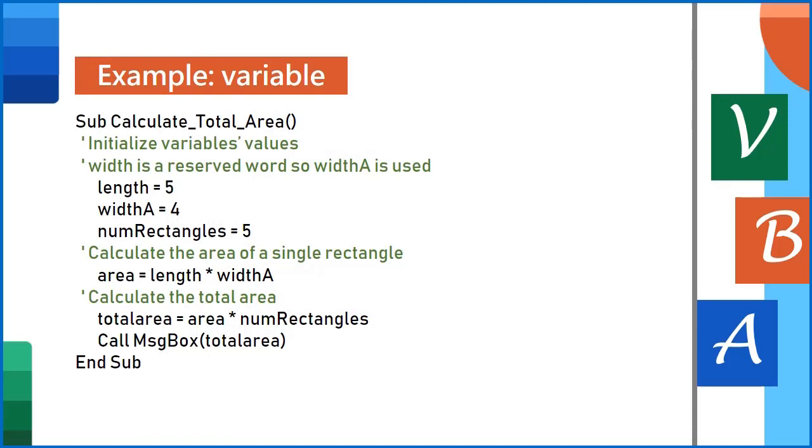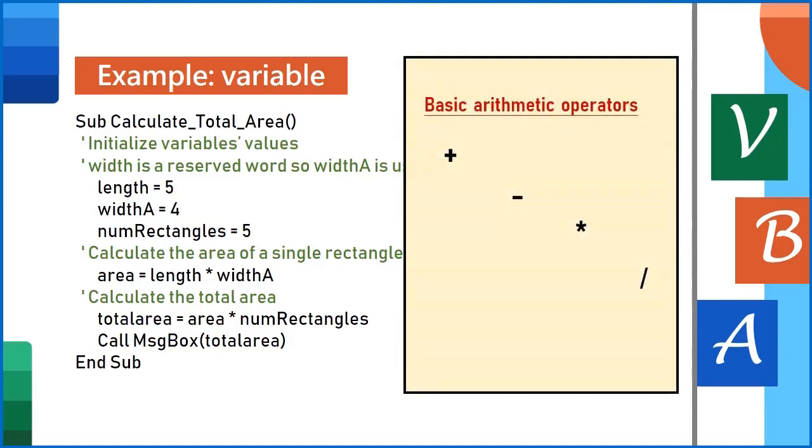Let's see an example. This example uses variables which represent the length, the width, the number of rectangles, the area of a single rectangle, and the total area, to calculate and display the total area of the rectangles. It should be noted that in programming, the basic arithmetic operators plus, minus, asterisk, and slash are used for addition, subtraction, multiplication, and division respectively. We have simplified the macro here by skipping variable declarations, but the code can still run as explained earlier.